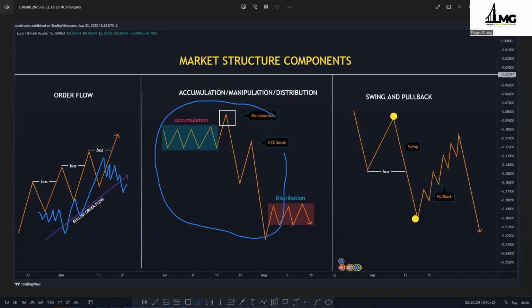I'm going to go on the charts right now and show you a couple of examples, both in a downtrend, on how you could have identified these components of structure and built confluence among them.